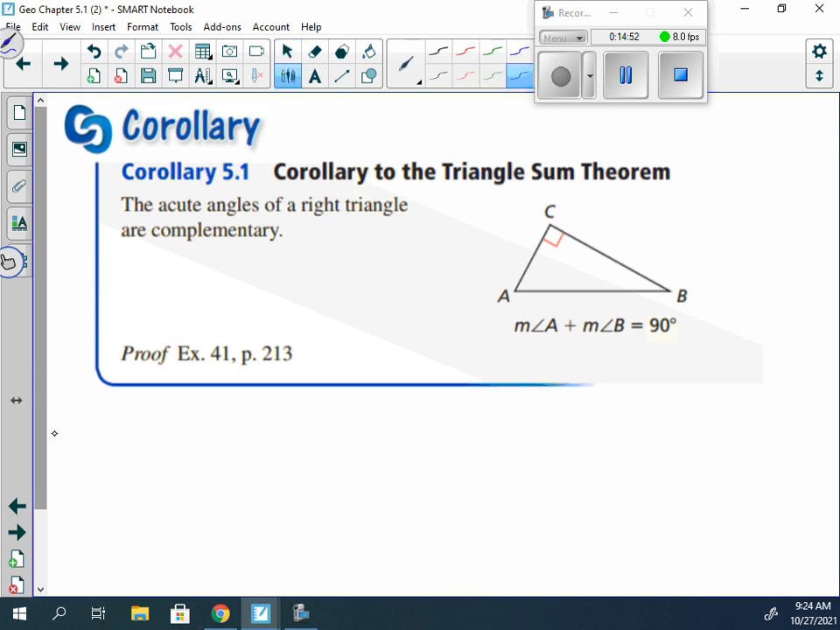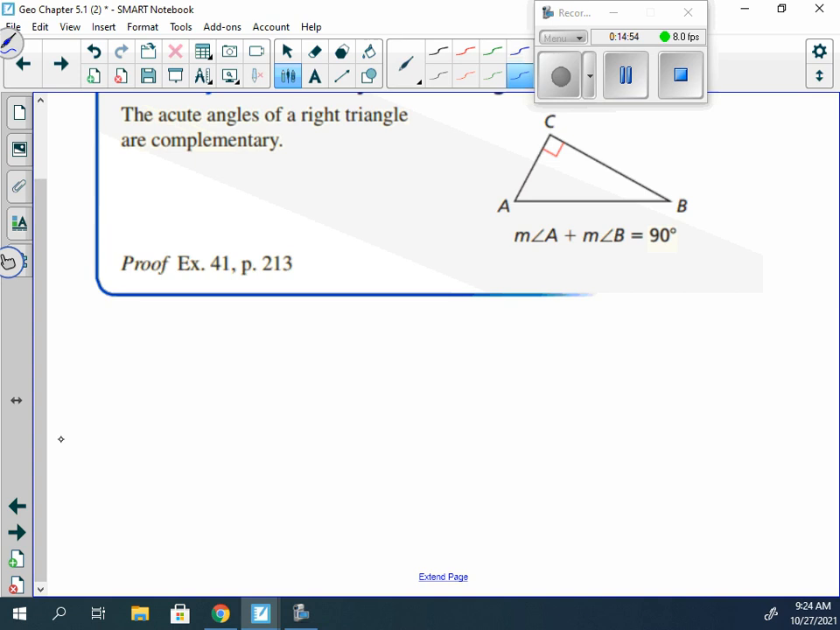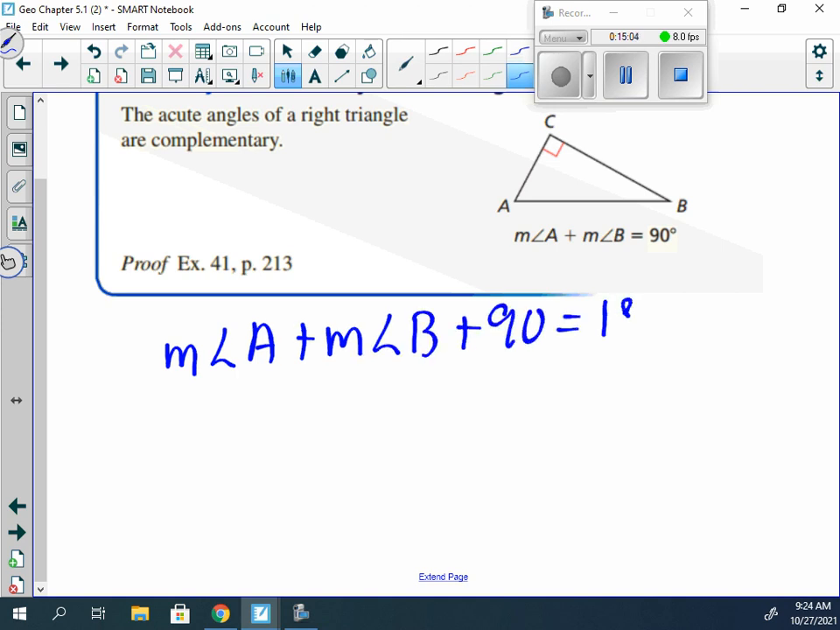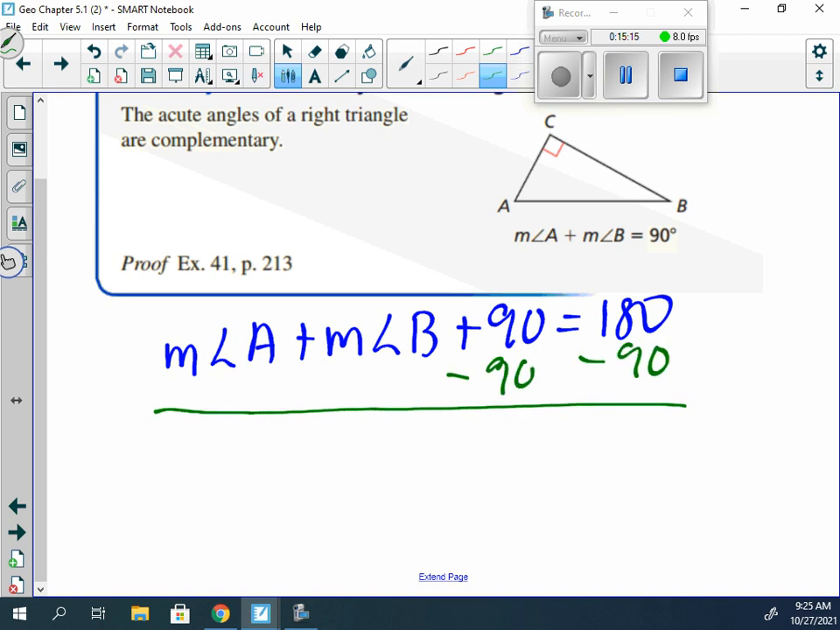Well, okay. Let's say we didn't say that, but we did have this set up. That the measure of angle A plus the measure of angle B plus 90 degrees, since it's a right triangle, is equal to 180, yes? I don't know what A and B are, but I can get them by themselves by subtracting 90 from both sides, yes? Which would still leave me with the measure of angle A plus the measure of angle B, but now it's equal to what?